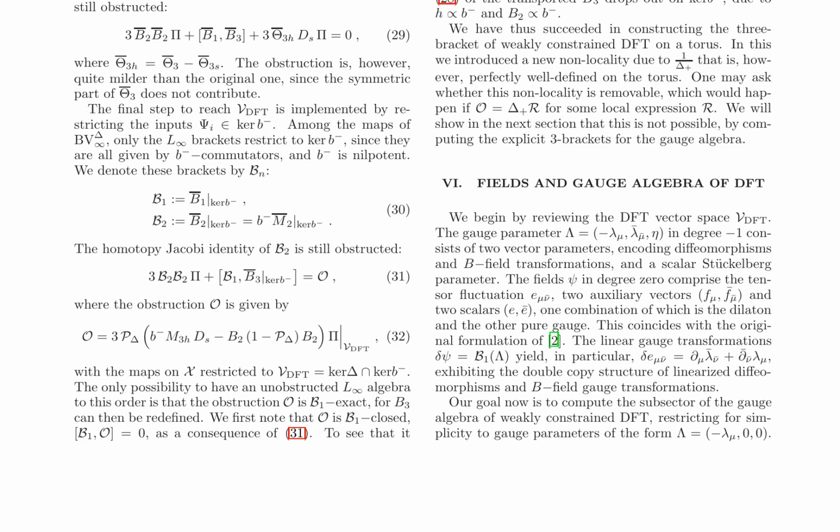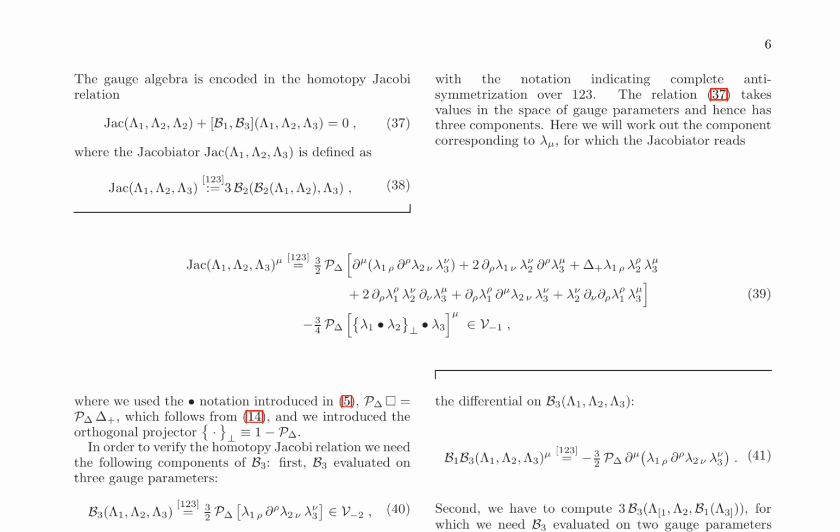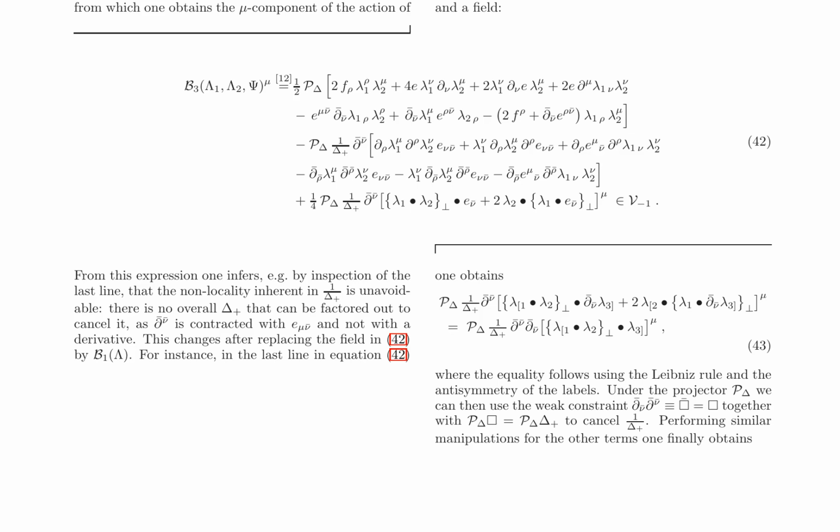The gauge algebra is encoded in the homotopy-Jacobi relation, which takes values in the space of gauge parameters and has 3 components. The authors work out the component corresponding to lambda micro, and find that the non-locality inherent in 1 over increment plus is unavoidable, as there is no overall increment plus that can be factored out to cancel it. This changes after replacing the field in the expression for B3 with B1 lambda, where the non-locality can be removed using the weak constraint and the projector P increment.